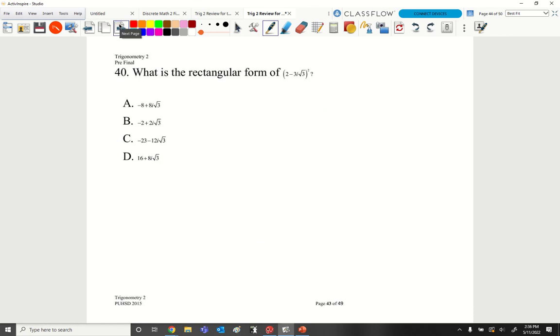Now, it's asking for rectangular form, right? It's asking for rectangular form, and it gives me, what form is this? This is also rectangular. So they're asking you for the simple form? Yeah, you're just going to multiply. This says it is going to be 2 minus 3I radical 3, squared, which means it's multiplying by 2 minus 3I radical 3. So you're multiplying by itself.